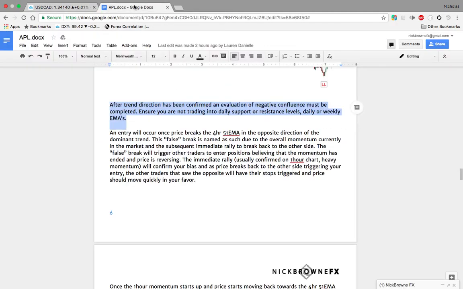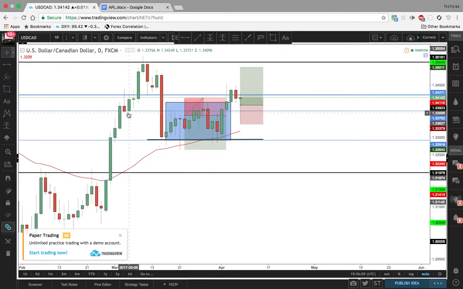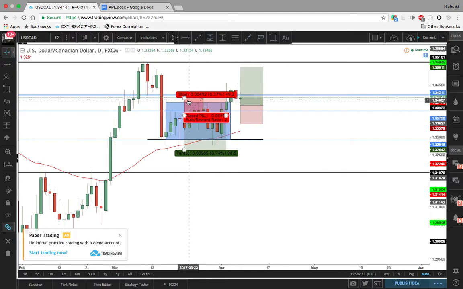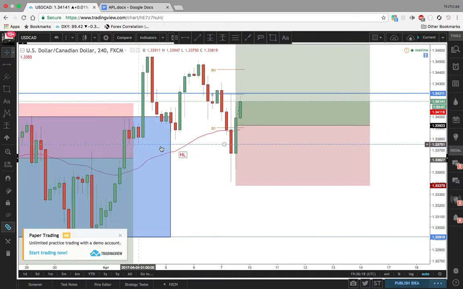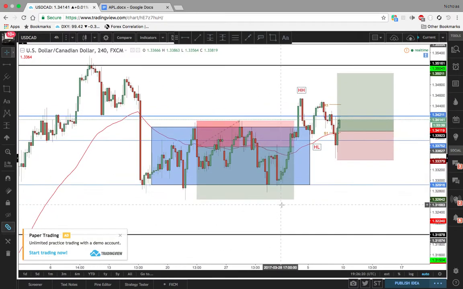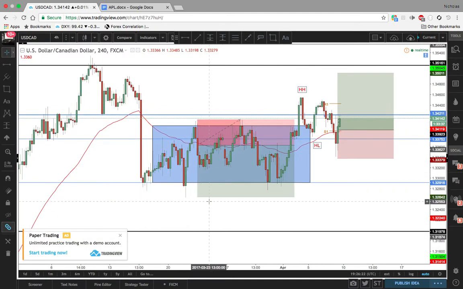And according to the strategy, after the trend direction has been confirmed, an evaluation of negative confluences must be completed. Ensure that you're not trading into daily support or resistive levels, daily or weekly EMAs. So in this case, we would be trading into the daily EMA, which is a no-go. And in order for us to even get a 2-to-1 risk reward, which is standard for this, we would have to be breaking through the daily 50. So that right there would negate the trade, and that's how we prevent taking losses with this strategy.